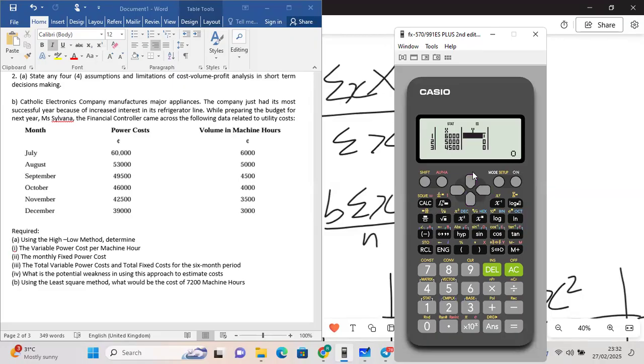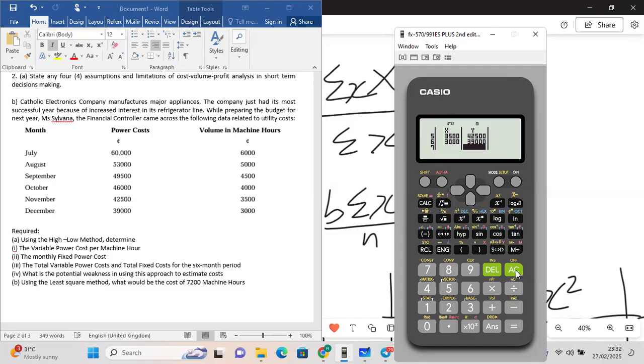Let me go and do for the y. The y is the total cost. So 60,000, enter, 53,000, enter, 49,500, enter, 46,000, enter, 42,500, enter, and then 39,000, enter. So we are done inputting this data on the calculator.